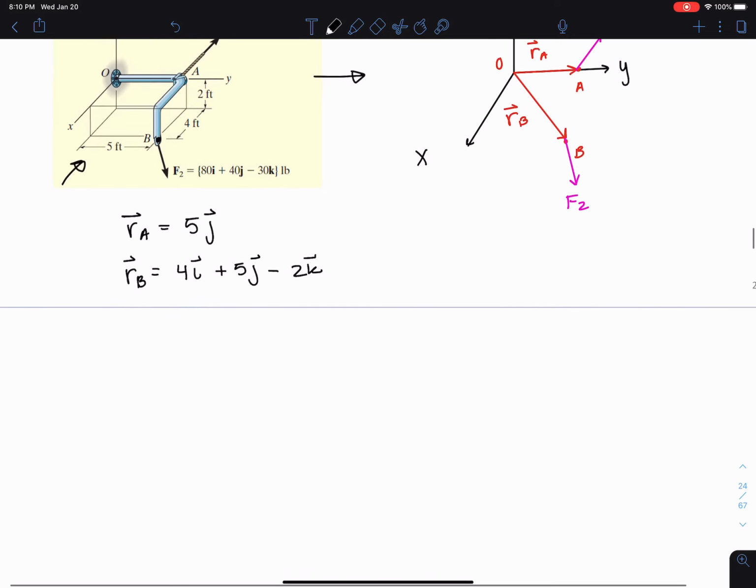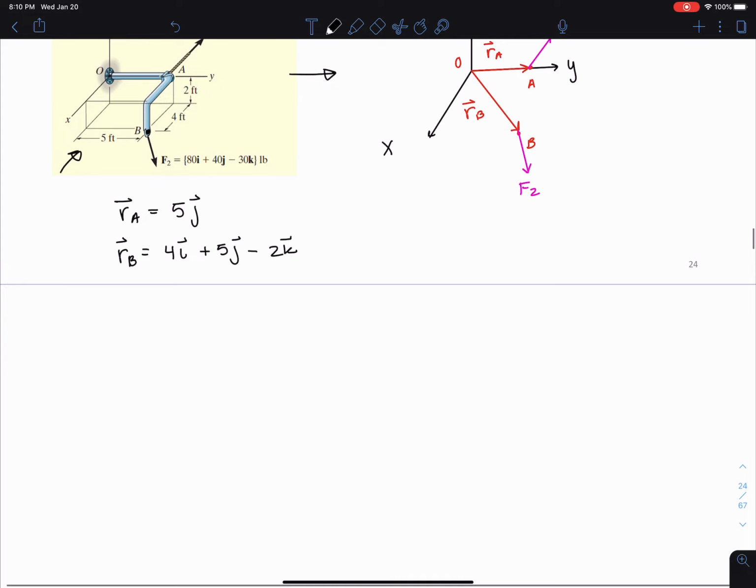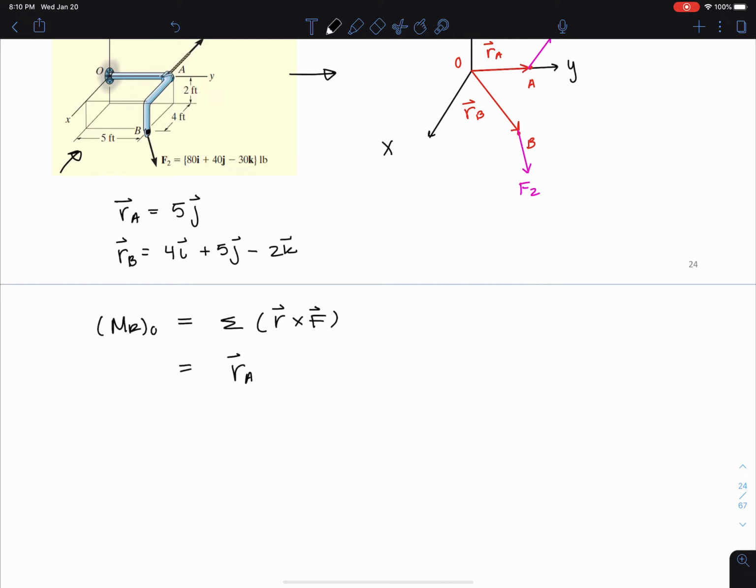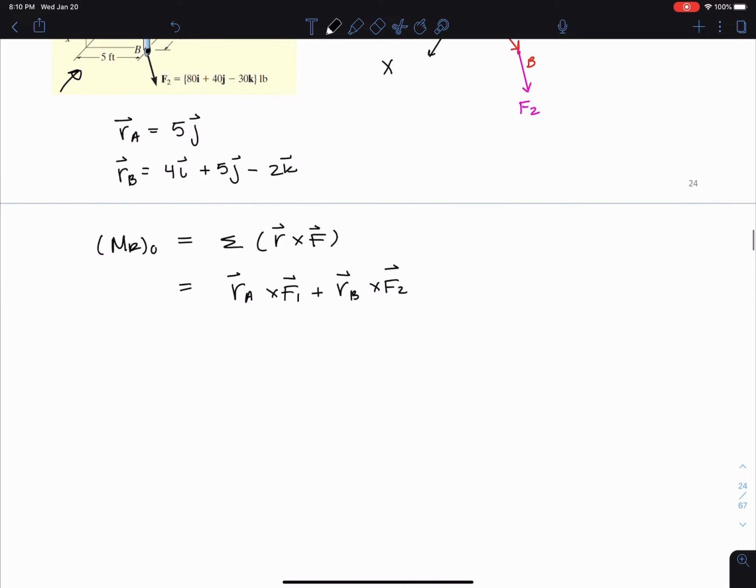Okay, and now that we have our position vectors, we know that our resultant moment about point O is just equal to the sum of our position vectors cross product with the forces. So basically this is equal to position vector at A cross F1, the force acting at point A, plus the position vector at B cross F2, the force acting at point B. Now all I have to do is plug these two cross products in.